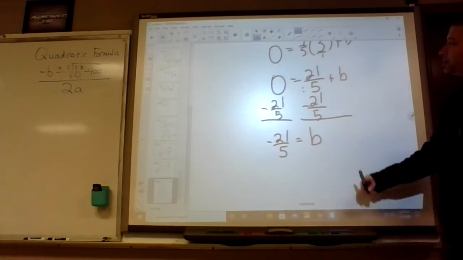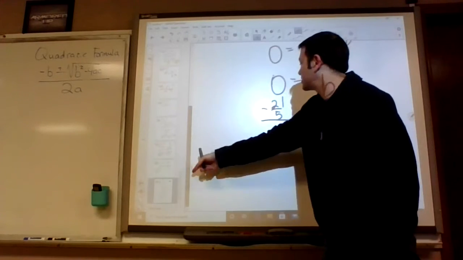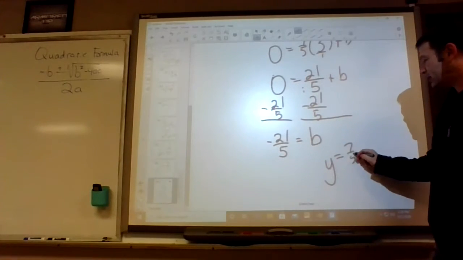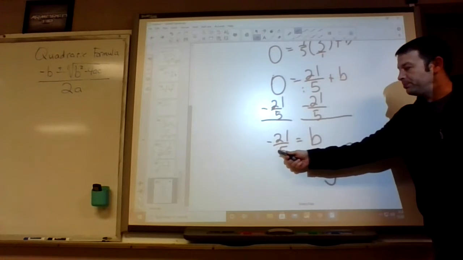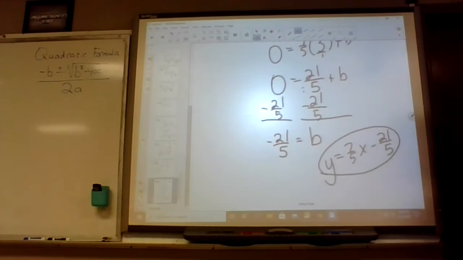So my slope, what was it? I kind of forgot. It was 7/5. So y equals 7/5 x. My b value is negative 21/5. Oh my gosh, what am I doing?